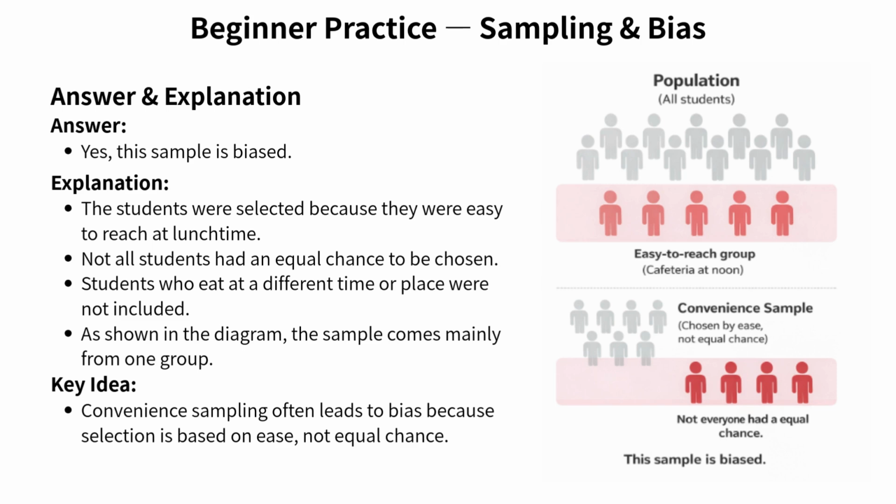Here's the key principle. Convenience sampling often leads to bias because people are chosen based on availability, not because everyone had an equal chance. The results may not represent the full population. On the SAT, always check the sampling method. If you see convenient, available, or easy to reach, be alert for potential bias.